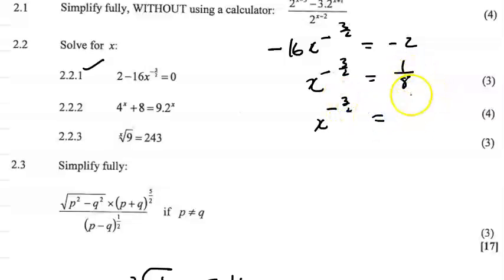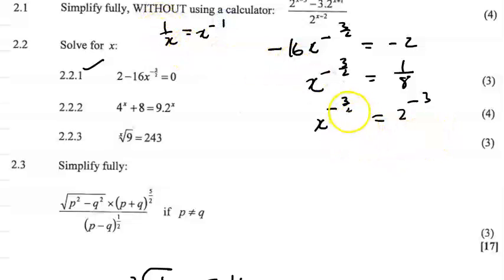Remember, 1 over 8 is 1 over 2 cubed. If I bring that to the top, it's going to now become 2 to the minus 3. And remember the rule now: if I have 1 over x, it's equal to x to the minus 1. So 1 over 2 cubed is 2 to the minus 3.